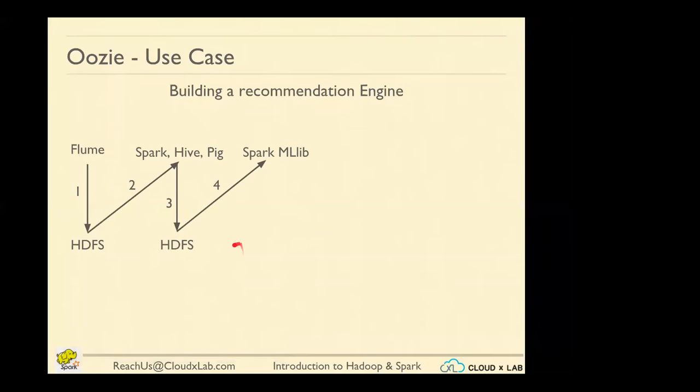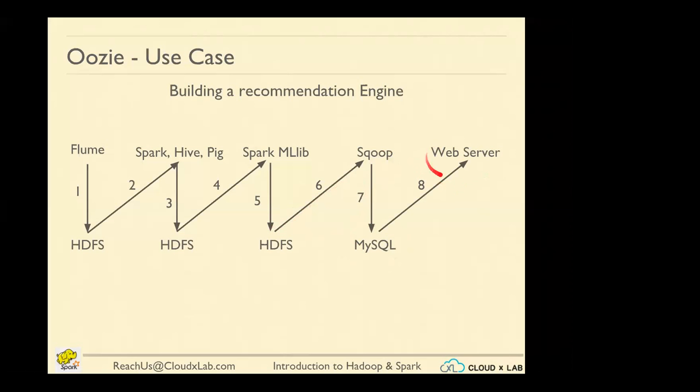And once you're done, then using a tool like the machine learning library from Spark, you will generate the recommendations. Afterwards, using a Sqoop-like tool, you will carry these recommendations to the traditional data source, such as MySQL, from where they will be catered to the user. So the recommendations will be served by the web server to the end user. And this is called a workflow. These things need to be done periodically every day and can be done using an Oozie workflow.